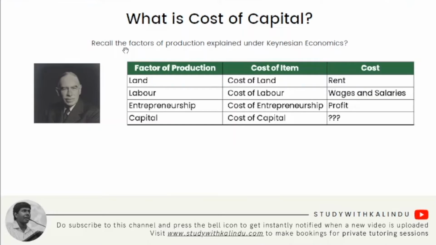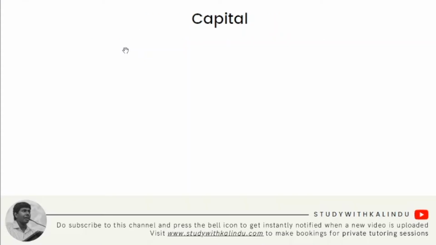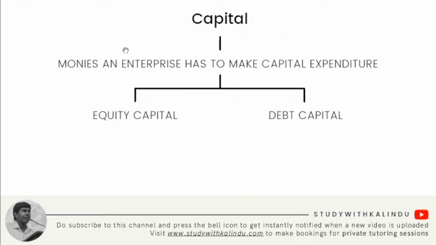So here's how the term comes into light. For cost of land you say rent, for cost of labor you say wages and salaries, cost of entrepreneurship is profit. Well, cost of capital, there's no special name, it's just the cost of capital, and this is how the name comes into light, cost of capital. But now for us to understand what cost of capital is, we need to firstly understand what capital is, for which we need to look at capital.